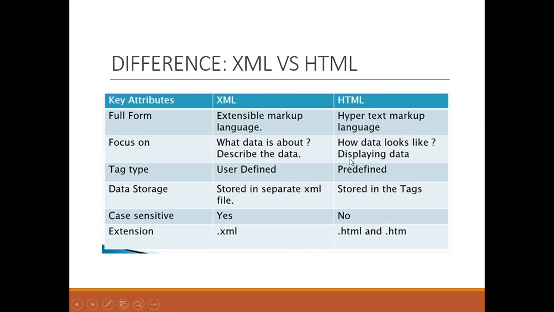While HTML mainly looks at how data looks. Its main purpose is to display data. XML focuses on what data is about; HTML focuses on what data looks like. XML's main purpose is to describe, store, or transport the data, while HTML is to display the data. When it comes to the tags, coding with XML is user defined, meaning you can create your own tags. You can come up with your own tags, while HTML is predefined. There's no way you can come up with your own tags because they are already defined within HTML.